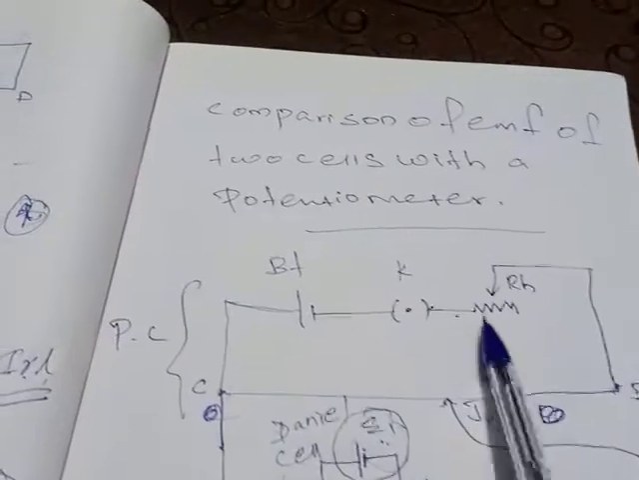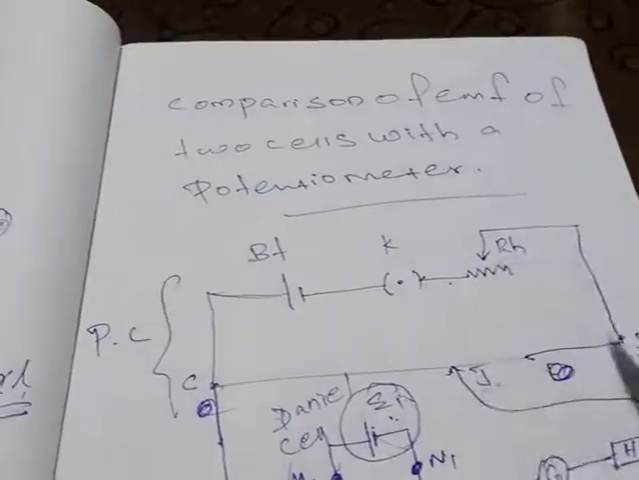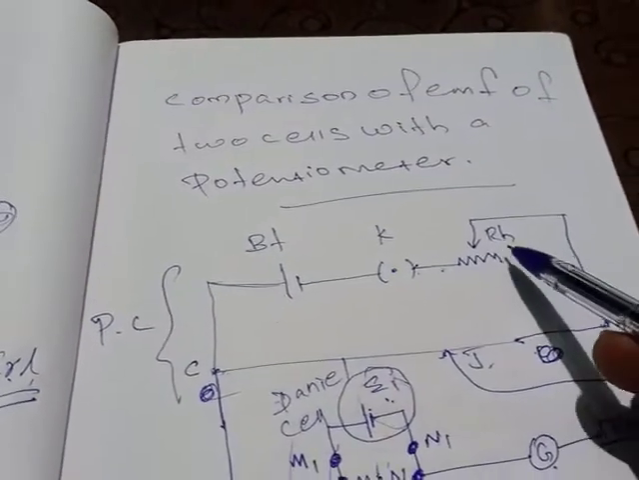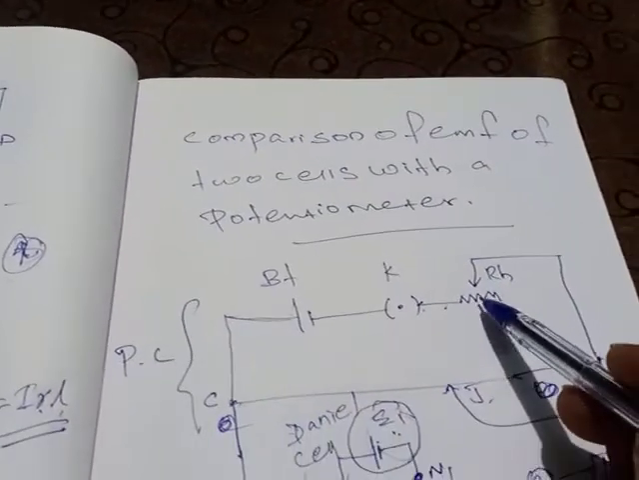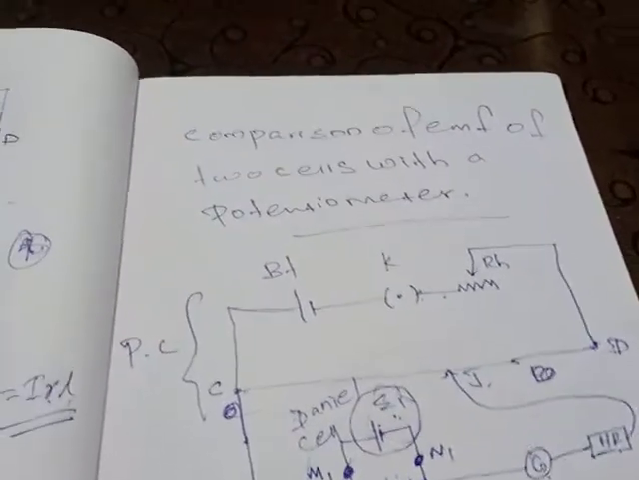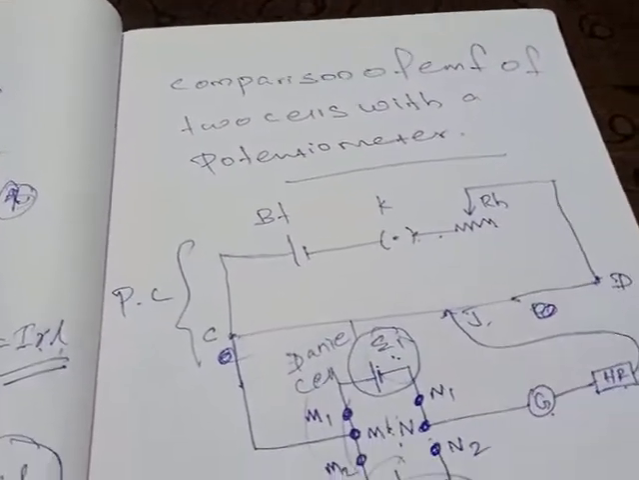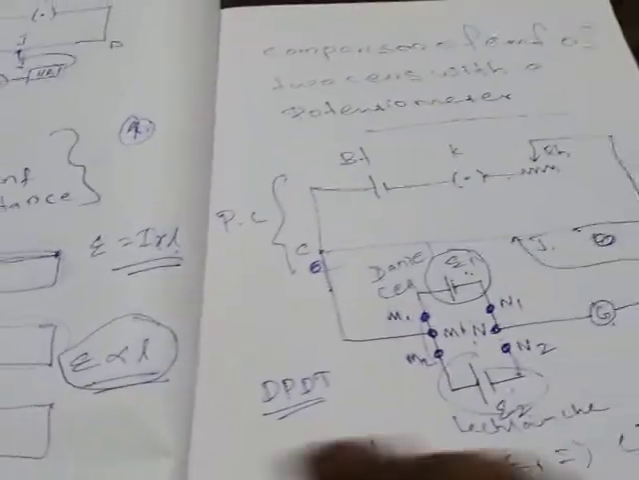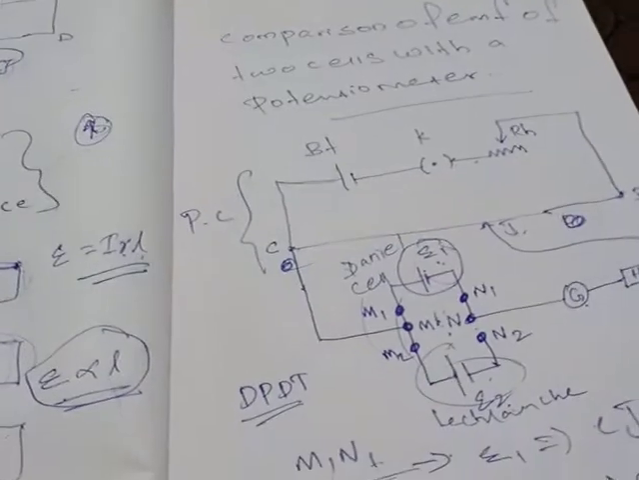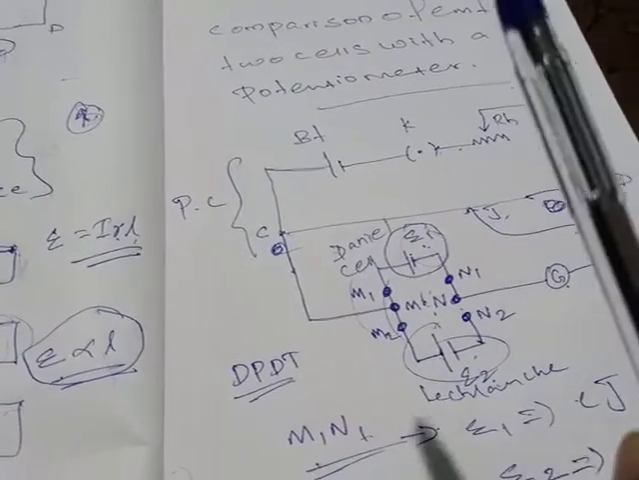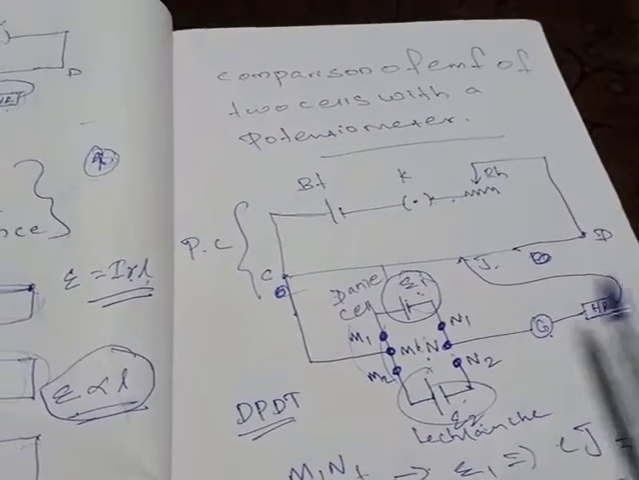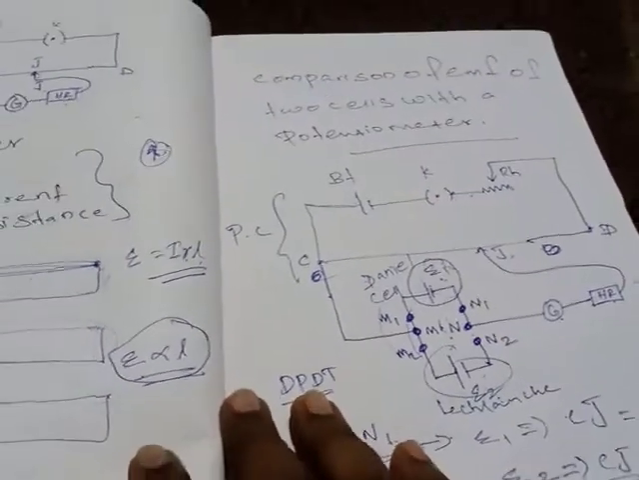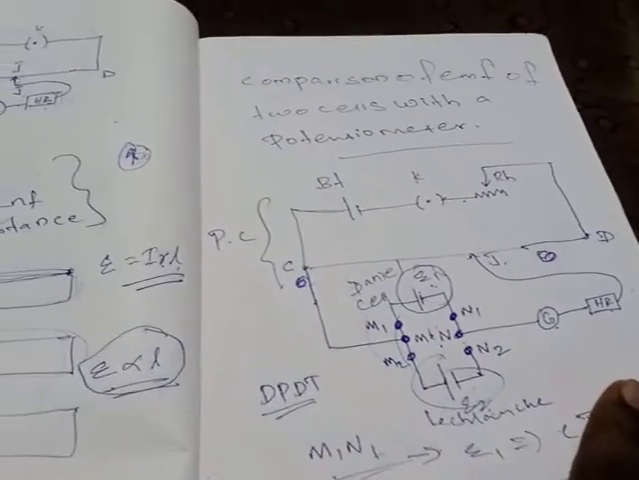And here one rheostat is attached to repeat the experiment by changing the value. We use this so that we can repeat the experiment several times. We can do the experiment by using this rheostat. Okay, so this is how we do the practical of comparing the EMF of two cells using a potentiometer.